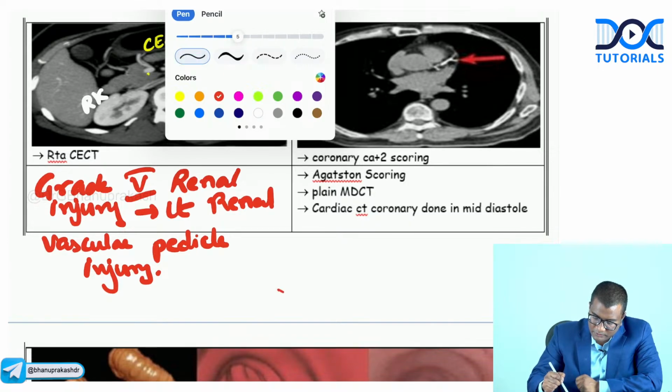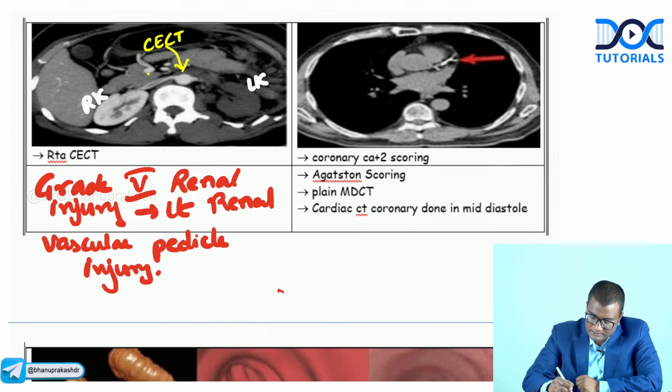Now let's come to the next part. This is the right side. You can see this is the right lung, this is the left lung.